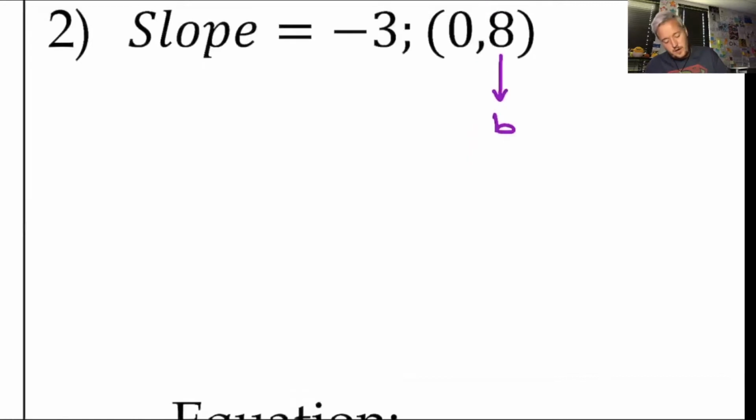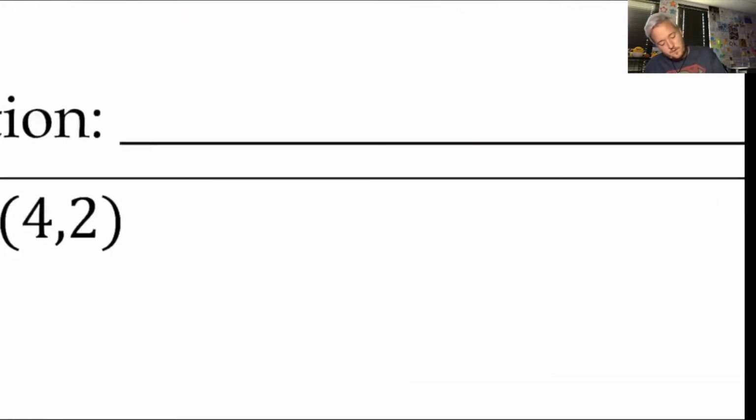So in this case, we're going to have y equals -3x and plus 8. So y equals -3x plus 8.